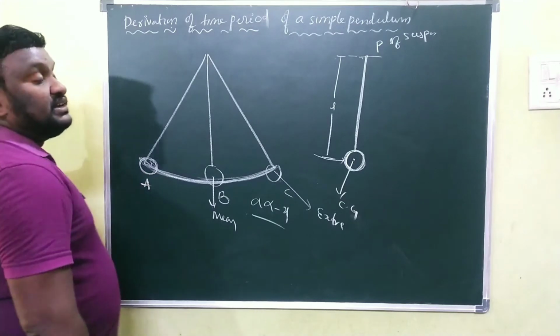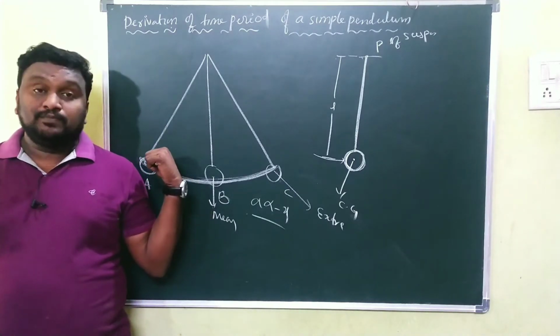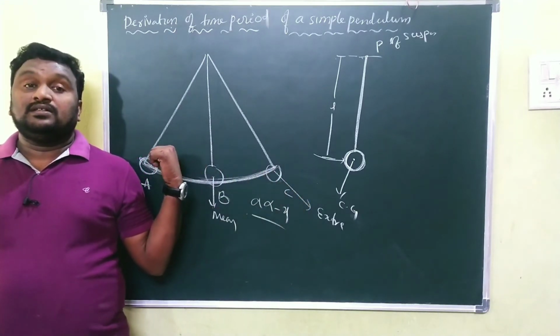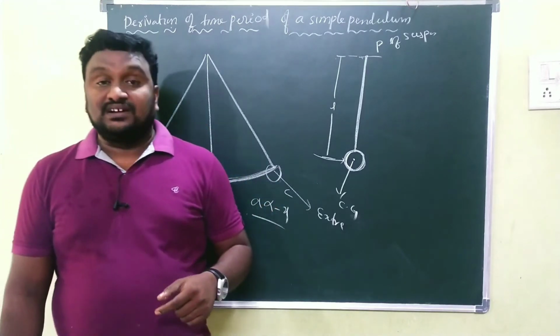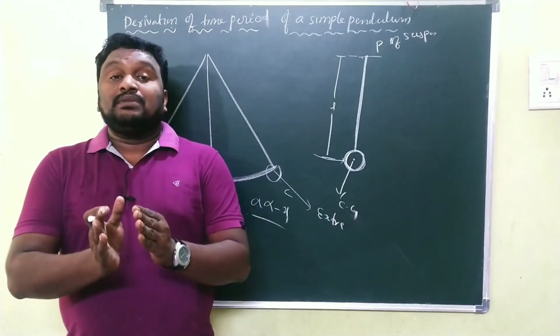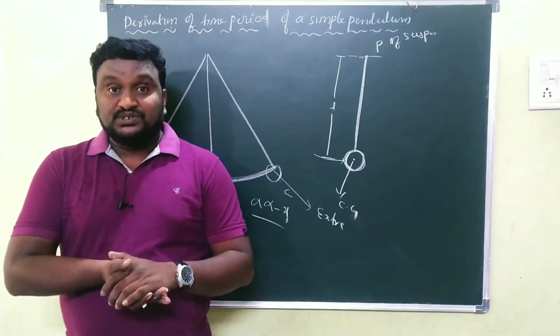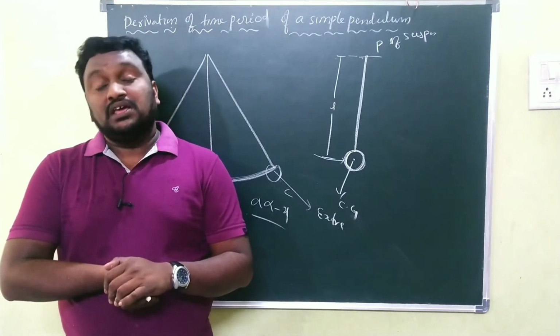So then you have to say one oscillation is completed. It starts from A, goes to C, and again comes back to A. Then one oscillation is completed. The time taken by the pendulum to complete one oscillation is called the time period. Now for this time period, we have to derive the equation.